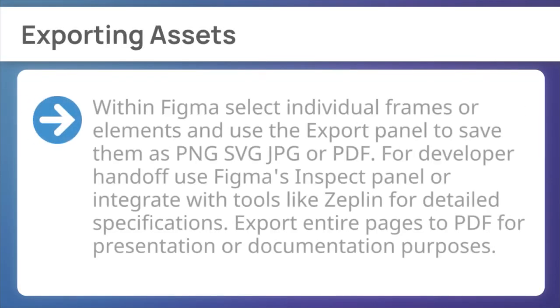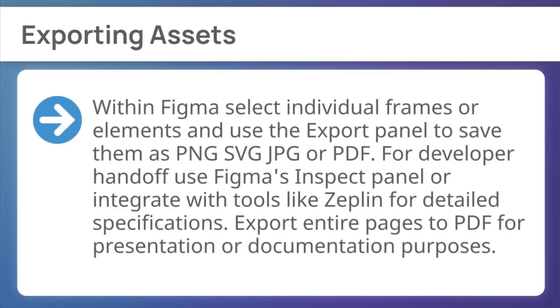Finally, exporting assets. Within Figma, select individual frames or elements and use the export panel to save them as PNG, SVG, JPG, or PDF. For developer handoff, use Figma's Inspect panel or integrate with tools like Zeppelin for detailed specifications. Export entire pages to PDF for presentation or documentation purposes.